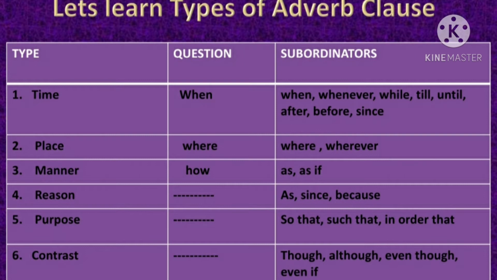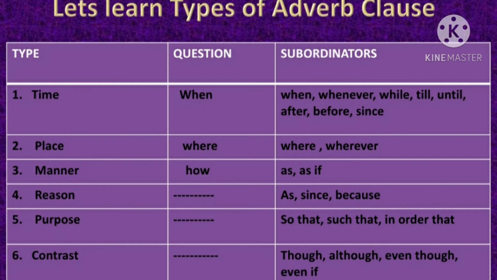The fourth type is adverb clause of reason. Now here onwards, for the remaining 6 types of adverb clauses, you need not ask a question, but looking at the subordinators only you will understand. As, since, because, these are the subordinators amongst which one is used in the subordinate adverb clause of reason.